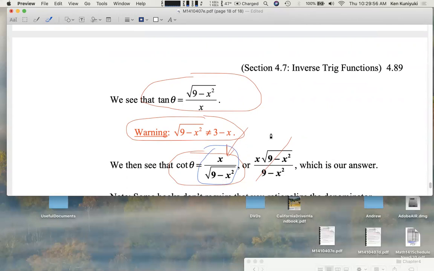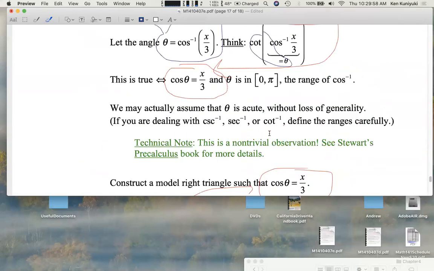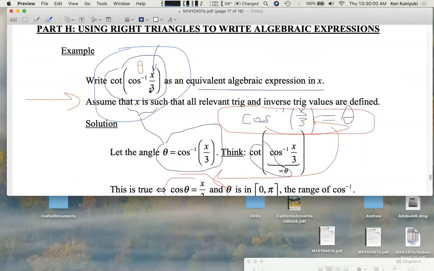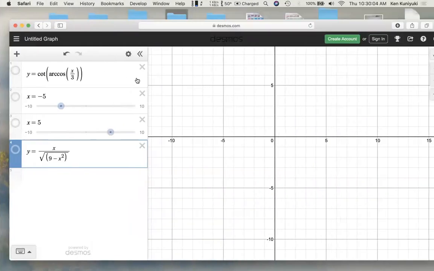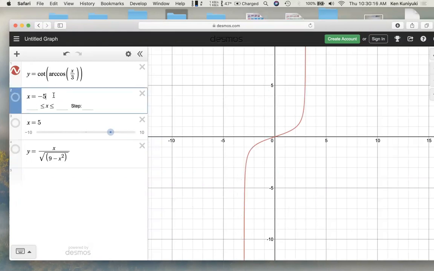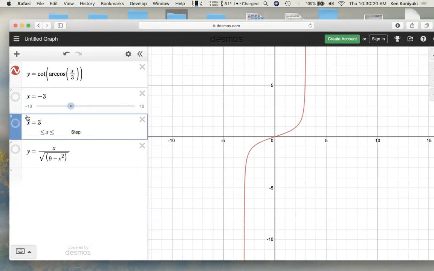Well, let's verify this on Desmos. The original expression is here. Let's graph y equals cotangent of arc cosine or inverse cosine of x over 3. I'll turn that graph on, and it's this red graph over here. It turns out to have VAs, vertical asymptotes, at x equals -3 and x equals +3.